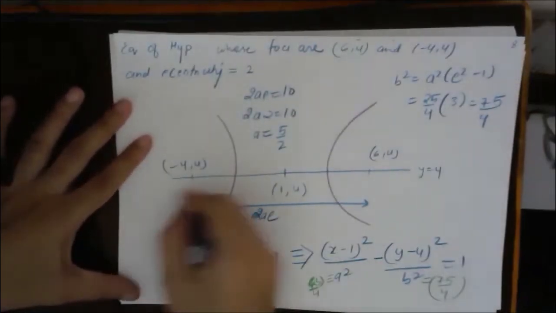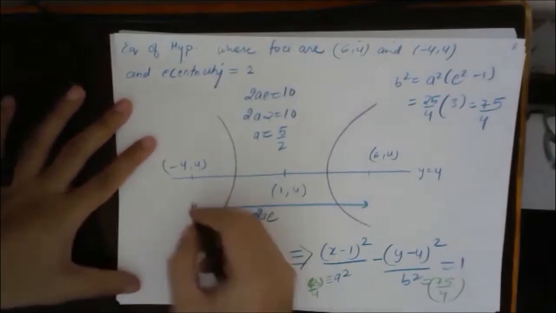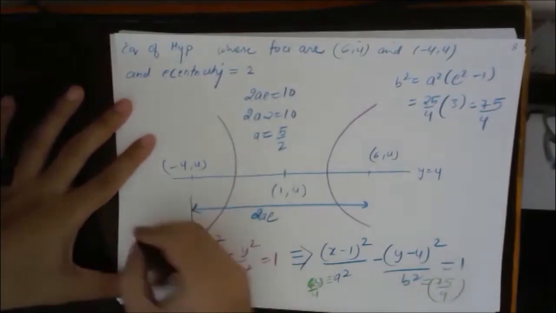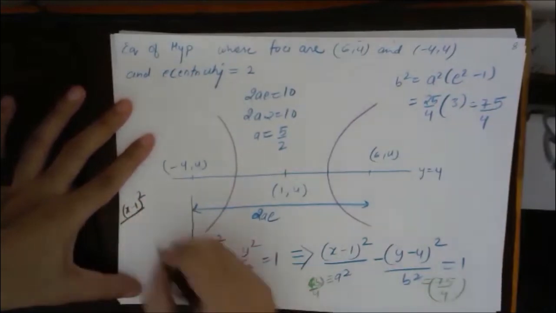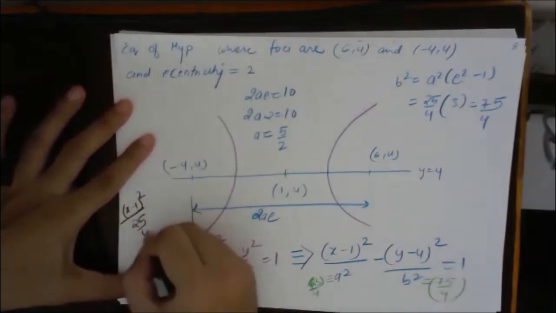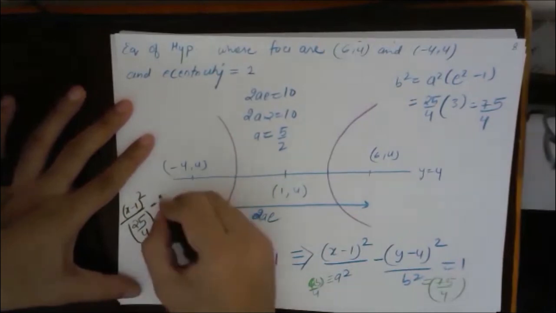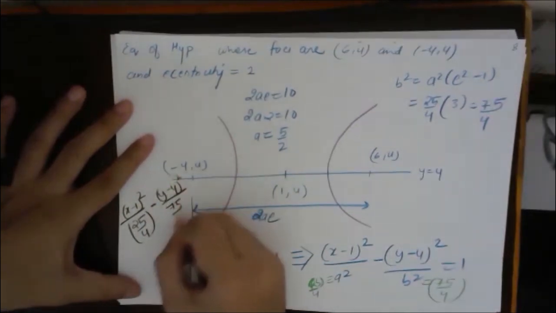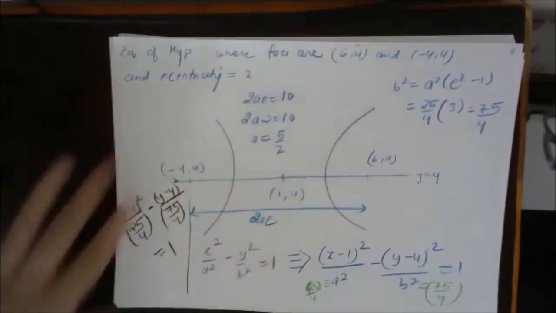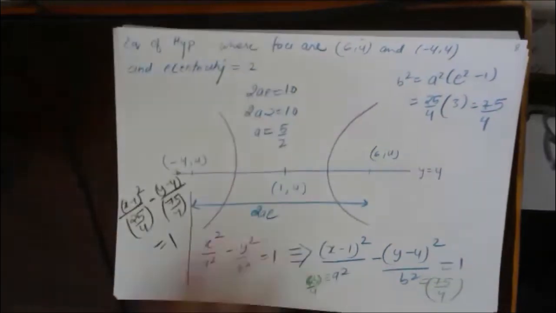I'll write here. The equation of the hyperbola is nothing but x minus 1 whole square by 25 by 4 minus y minus 4 whole square by 75 by 4 equals to 1. Okay, just check this. Just copy this one.